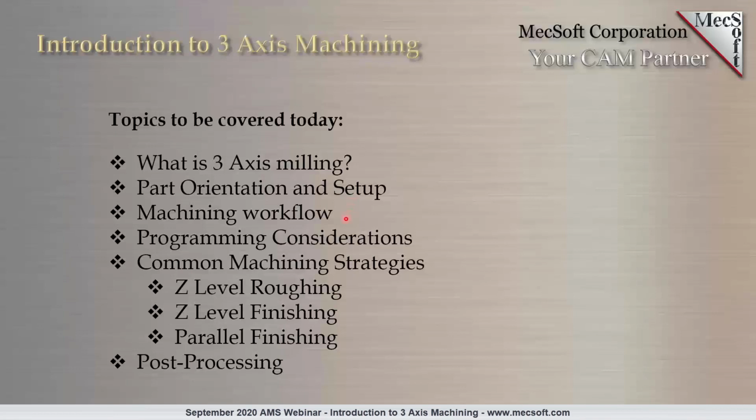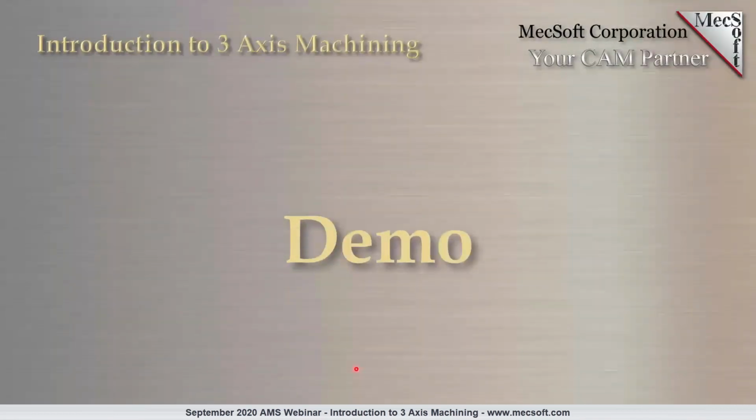We'll talk a little bit about machining workflow, what we think is the standard workflow that people use with our products, and that would be the recommended workflow for you as well. And then programming considerations, a little bit different from two-axis, so we'll be going over some of those that are specific to three-axis. And then we'll talk a little bit about the common machining strategies that people employ for three-axis milling, like Z-level roughing, Z-level finishing, and parallel finishing. And finally, post-processing. So these are the topics we'll be going over. And I think we're in the demo portion of the webinar now. So it's all yours.